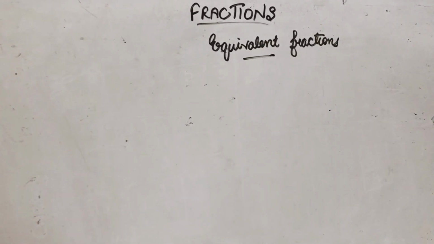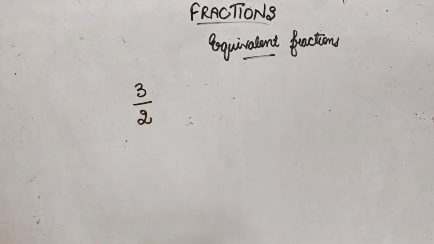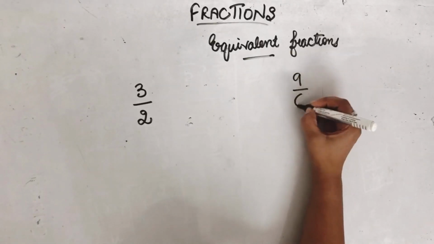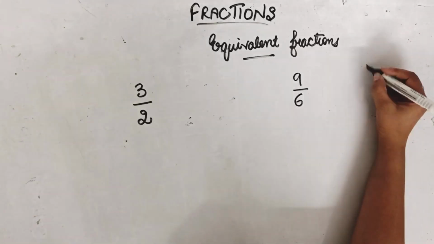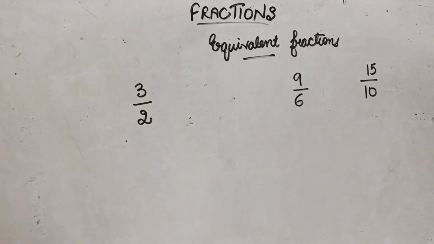Next is equivalent fractions. Now, which fractions are said to be equivalent? Those whose simplest forms are the same, like 3 upon 2. This is one fraction. And another we have is 9 upon 6. And another we have is 15 upon 10. We have these three fractions.